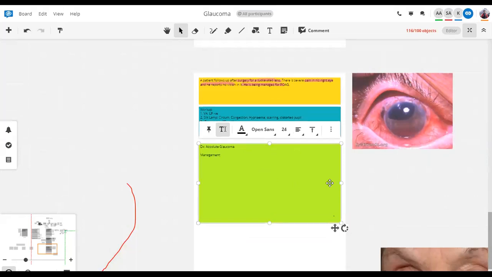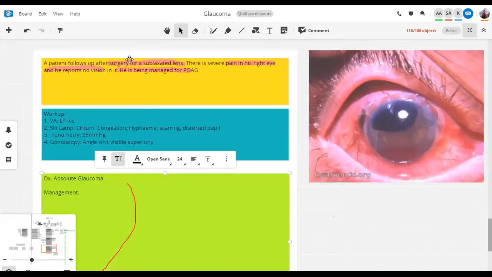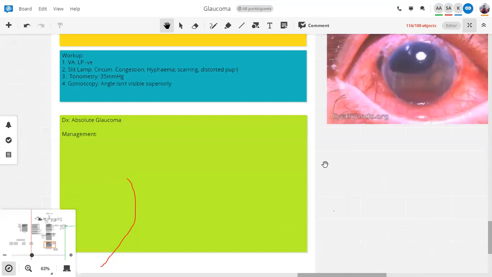Lens removal. The lens has already been removed. The surgery for a subluxated lens is a lensectomy. In a lensectomy you remove the lens. So the lens has been removed in this patient. Yes, these complications afterwards. Do a trabeculectomy. All right, thinking in terms of glaucoma.